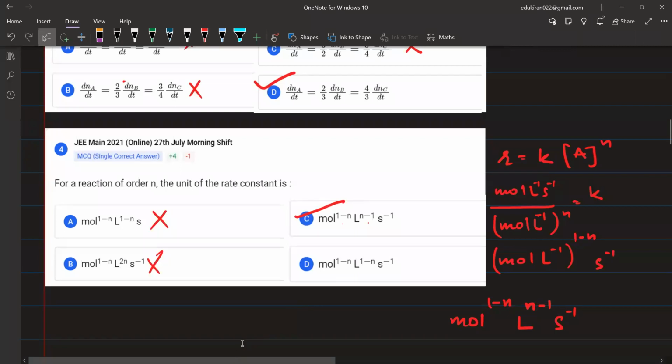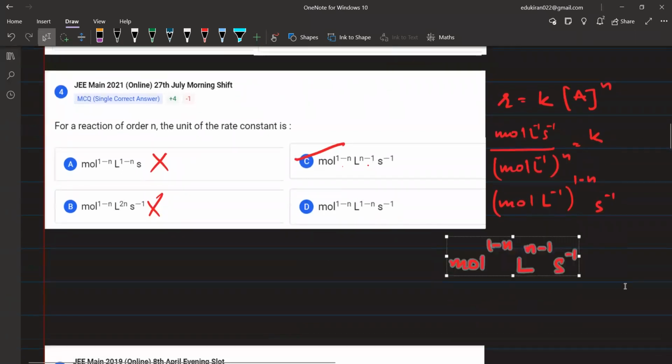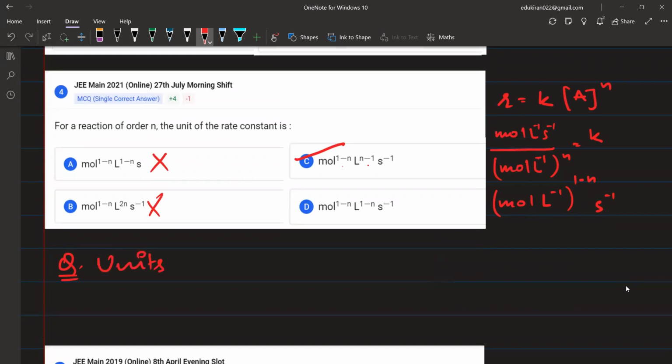Have you done this one? Yes or no? Please tell me. Yes, sir. I'll do a similar question. Tell me what will be the unit of K, the rate constant, when order is equal to 2. What will be the unit of K when order is equal to 2?